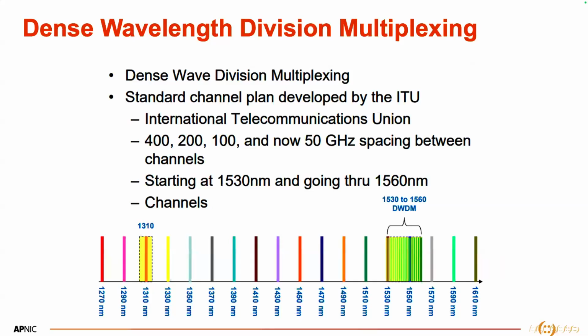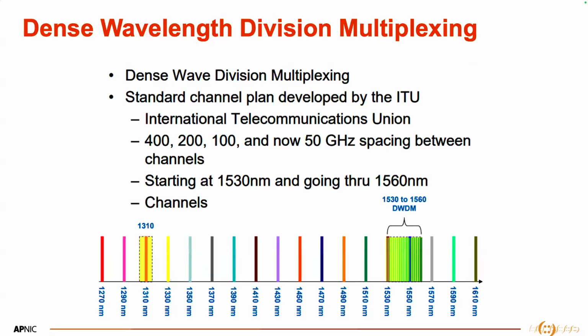Okay, as I was saying, each wavelength or each channel has its own capacity. For a wavelength or channel, we call them lambda in DWDM, right? It can be a 400 gig lambda, it can be 200 gig lambda, 100 gig lambda, or 800 gig lambda.